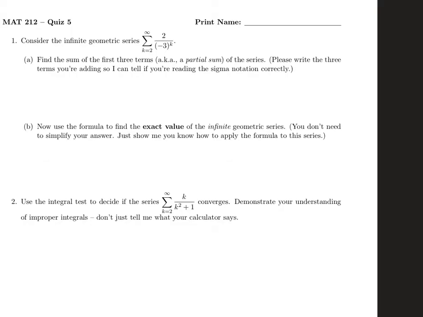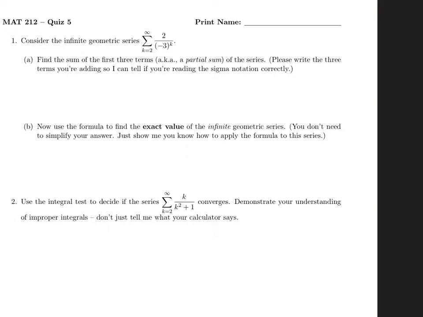Here's the solution to one of the versions of quiz number 5 on series. The first question is about the geometric series, and we understand these exactly. There's a formula that tells us what they converge to, and if the formula can't be applied, then that means we know that the series is divergent.